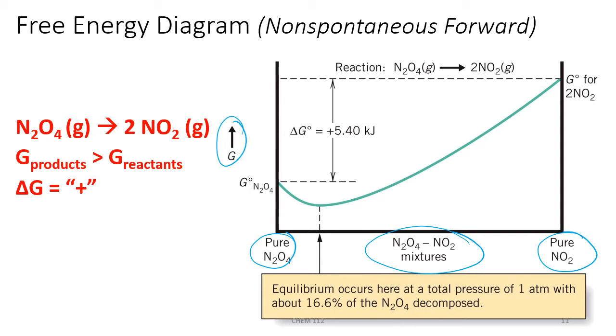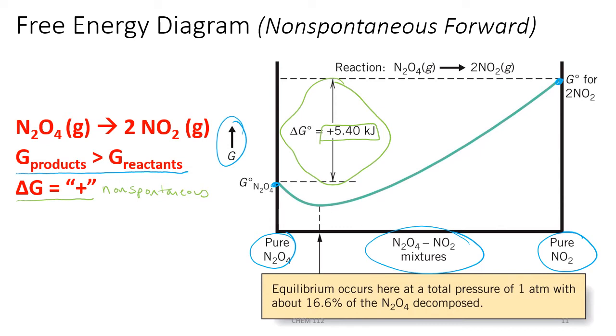Notice that the Gibbs free energy for our reactant, N2O4, is much lower than the Gibbs free energy for our product, 2NO2. In this case, we have a situation where the free energy of the products is greater than the free energy of the reactants. Delta G could be measured by looking at the difference between the Gibbs free energy of the products minus the Gibbs free energy of the reactants. And in this scenario, we would calculate a positive value for that delta G, since the products have a higher free energy than the reactants. It will always end up being positive. A delta G that is positive indicates a non-spontaneous reaction.